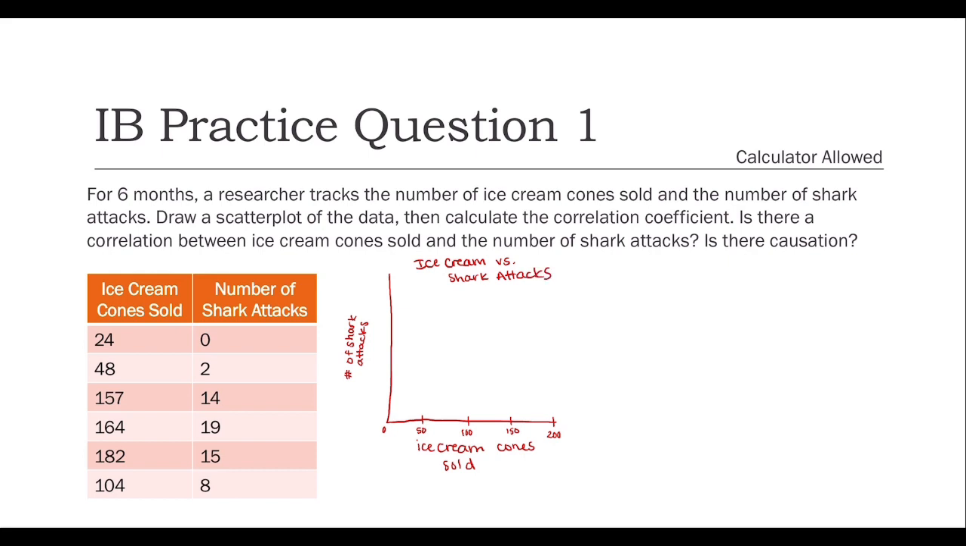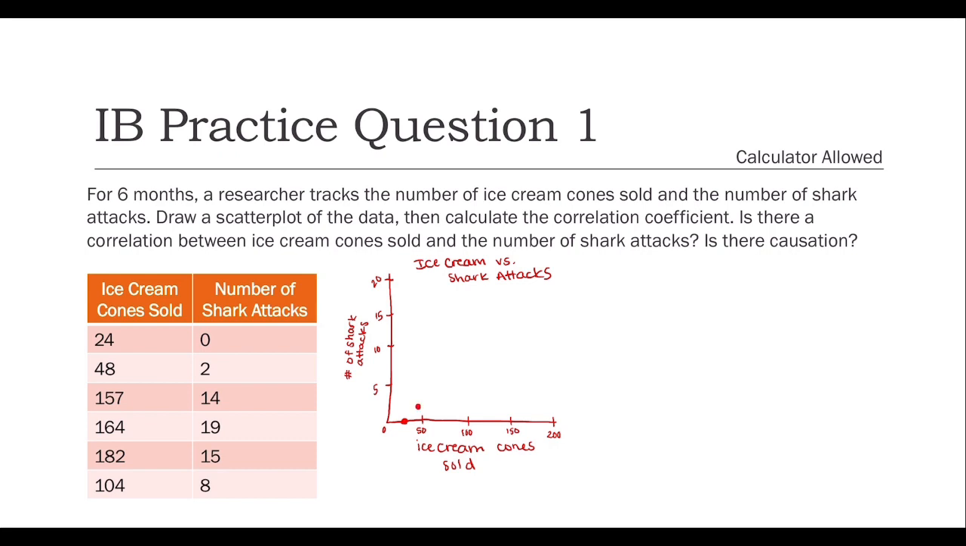So our first point is 24.0. So we'd have a point about here. And we also need to label our y-axis. So our y-axis needs to go up to like 20. So we'll have 5, 10, 15. So our second point is 48.2. So that would be about here.